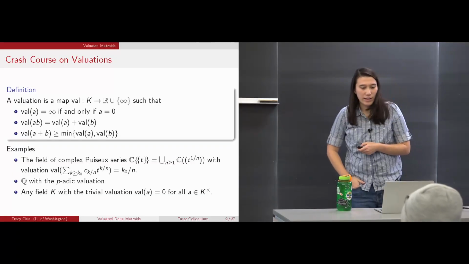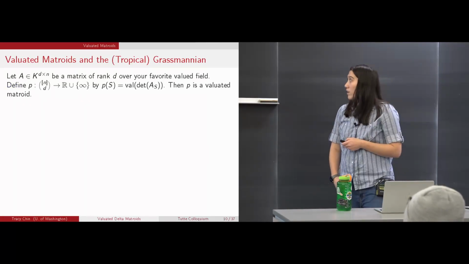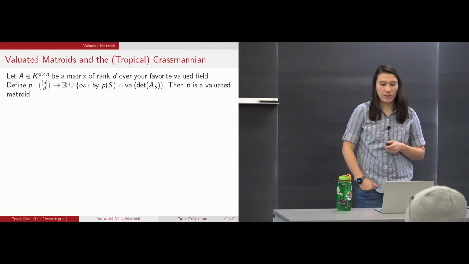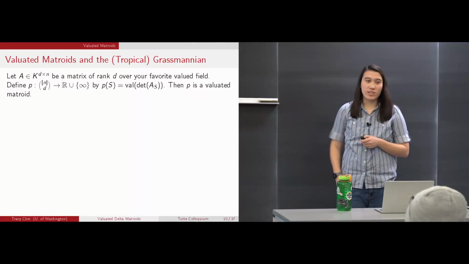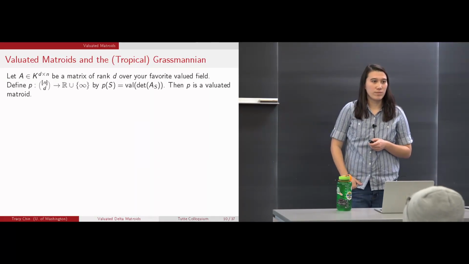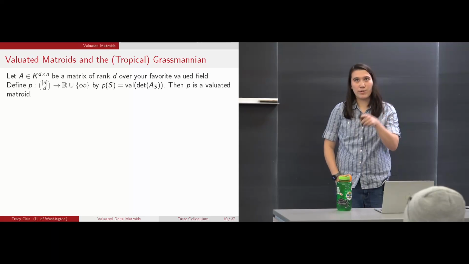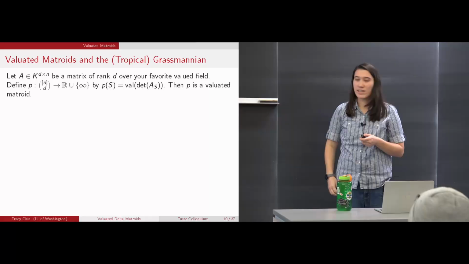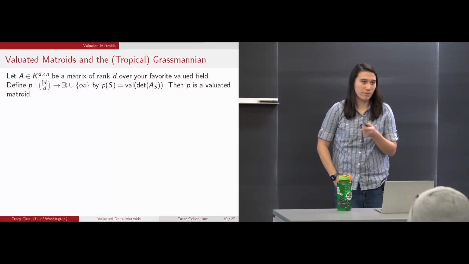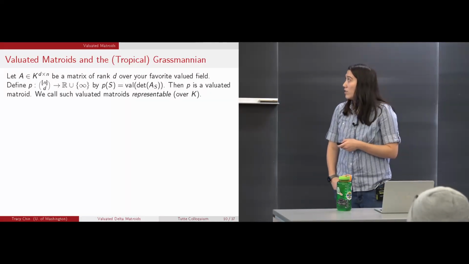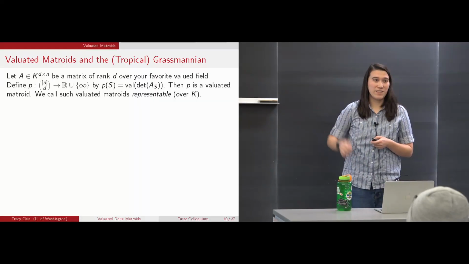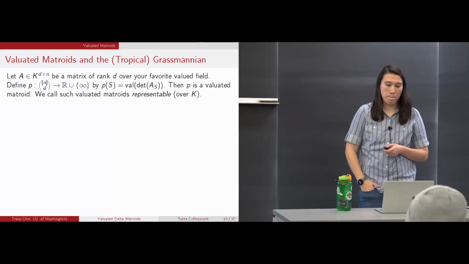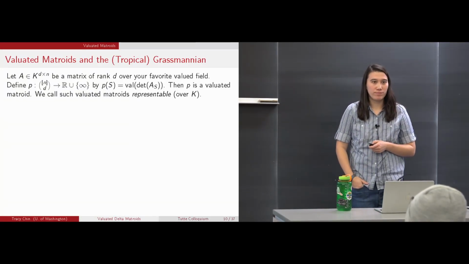So if we let valued fields into our lives, now we're going to take, again, a D by N matrix, this time over a valued field, and then we're going to define our function to be the valuations of these determinants. So in particular, because the valuation is infinity if and only if the thing you put in is 0, the support of this thing will be the normal matroid version that we started with. And it turns out that if you use non-trivial valuations, this gives you valuated matroids. And we're going to call these representable.